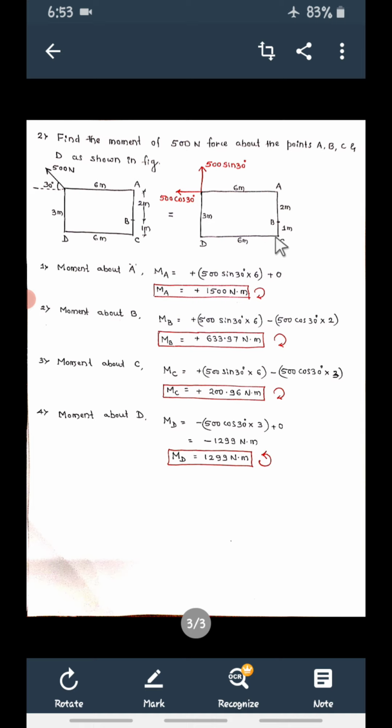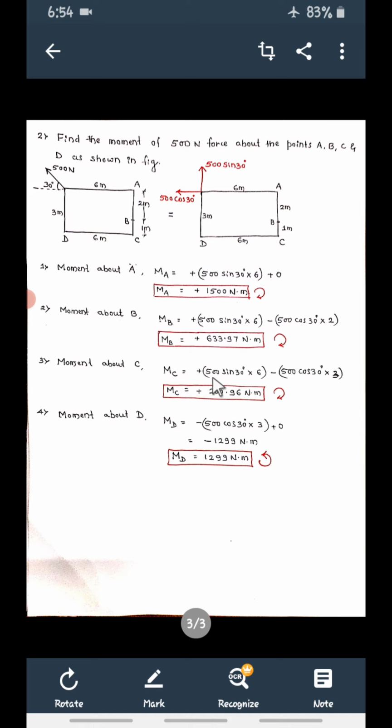Now the moment about C, the moment of these two forces about C. So the moment about C, MC, is again taken one by one. First this force: what is its moment about C? This is the force, and where is the point C? Here. The perpendicular distance is 6 meters. With reference to C, this will produce clockwise, so plus 500 sin 30 into 6 meters.